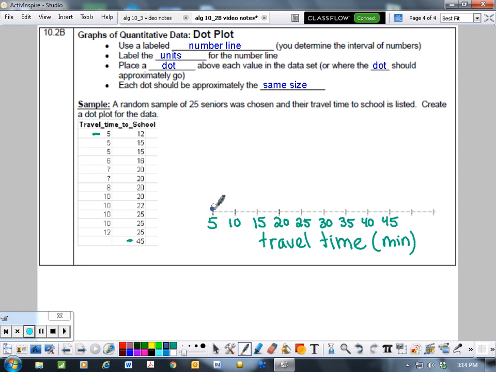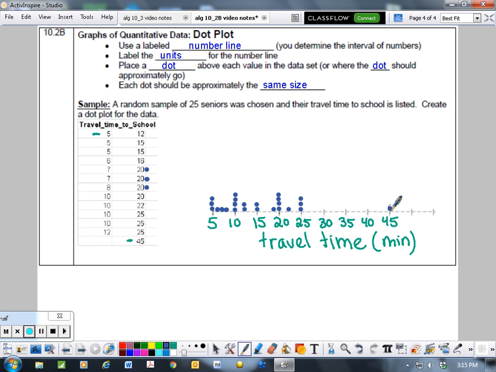So maybe 1, 2, 3, and then 6, and then 7, and then 8, and then 4 at 10. 1, 2, 3, 4. And so with them being the same size and stacked appropriately, we can really get an idea where these numbers are laying out. So 12, 12, 15, 15, 18, and 1, 2, 3, 4 20s. 1, 2, 3, 4, and then a 22, and then 3 25s. 1, 2, 3, and then a 45.